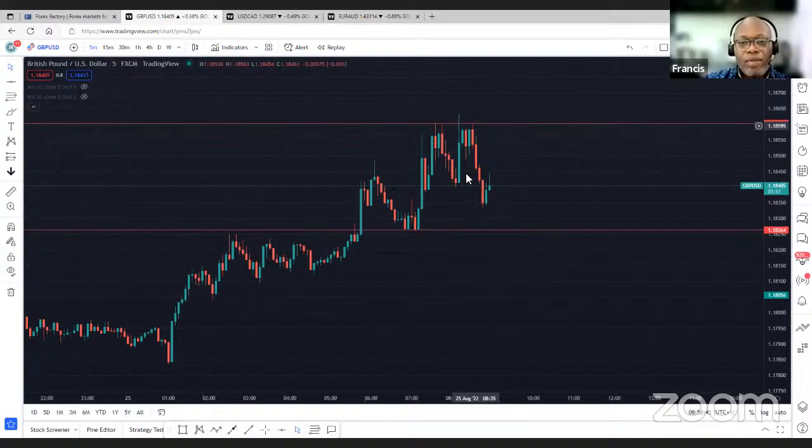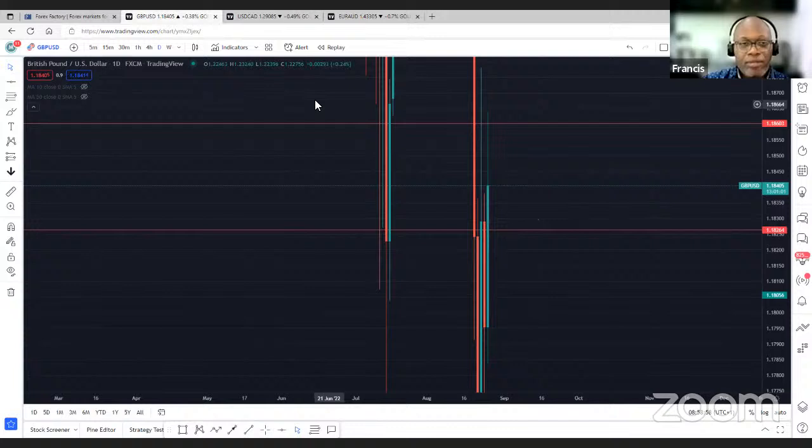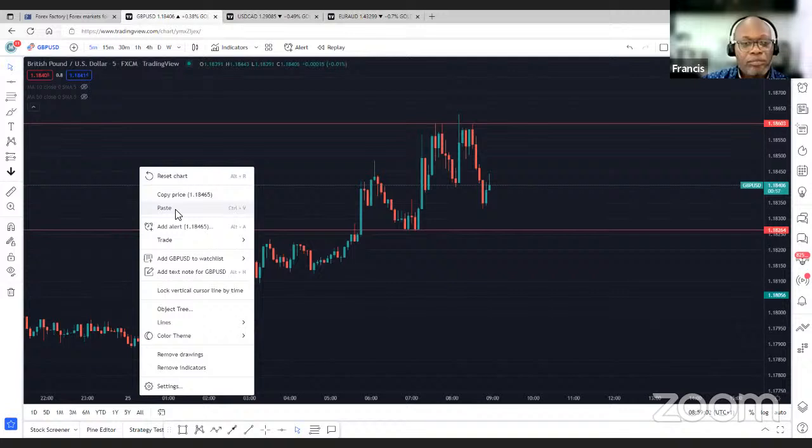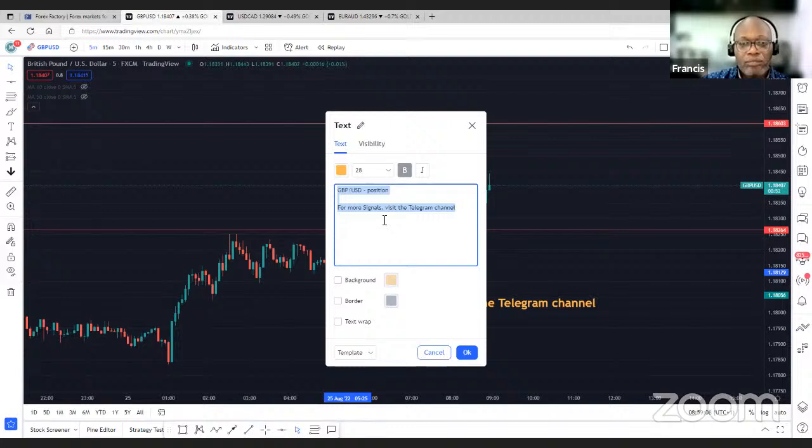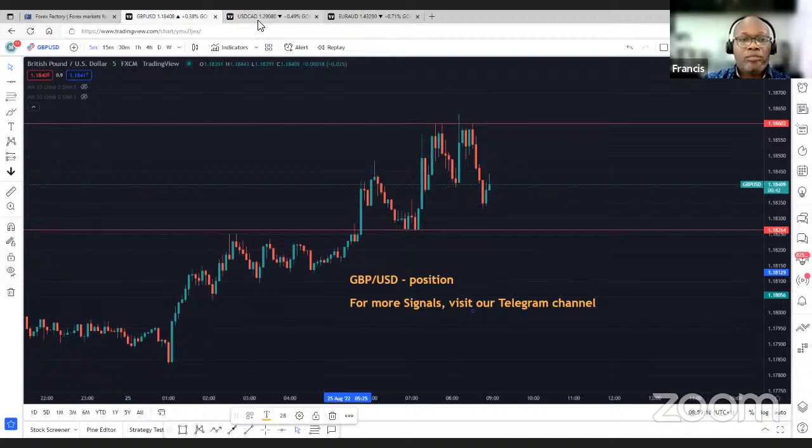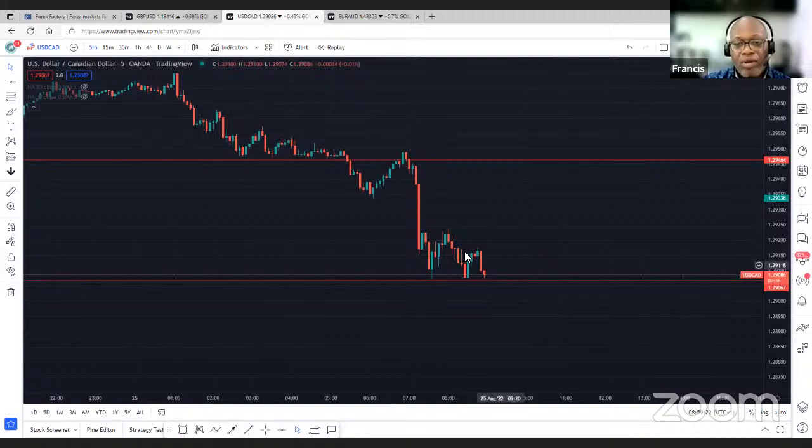Pound USD on the other hand is in no man's land. We can't do much with that. No man's land. So let's see if we get a signal or if we get a trade before I leave. It seems to be pushing down nicely, which is good.